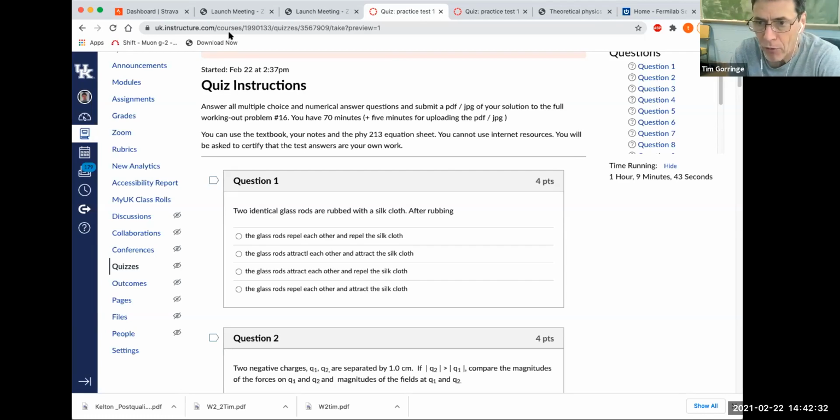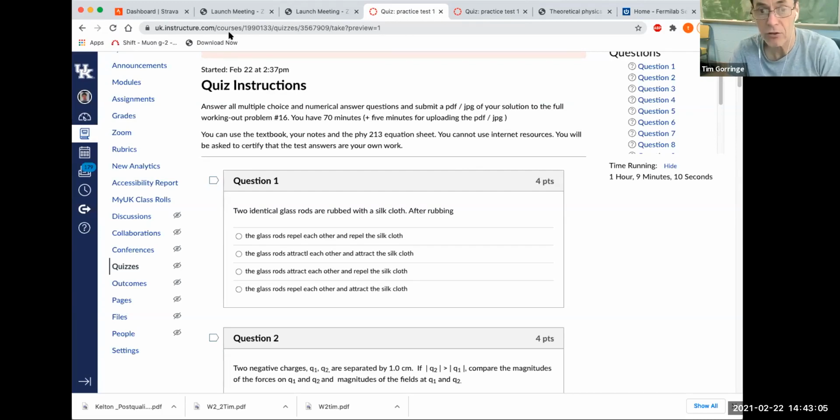When you rub a glass rod with a silk cloth, electrons are transferred, rubbed off, scraped off the glass rod onto the silk cloth. And the glass rod becomes positively charged and the silk will become negatively charged. And so when we rub 2 glass rods with the silk cloth, then the 2 glass rods become positively charged and the silk cloth is negatively charged.